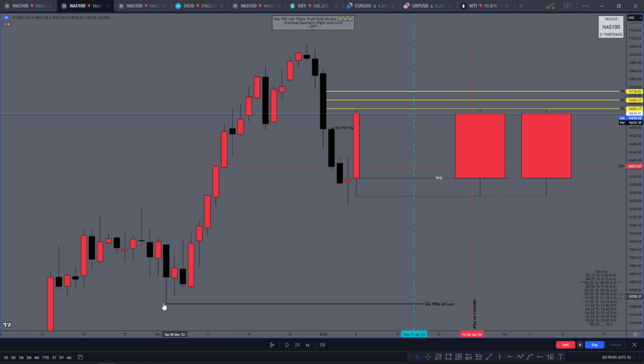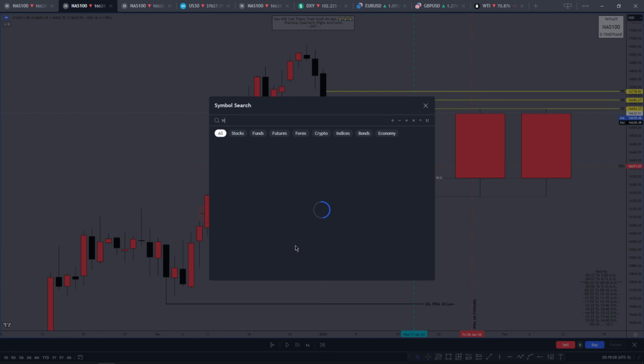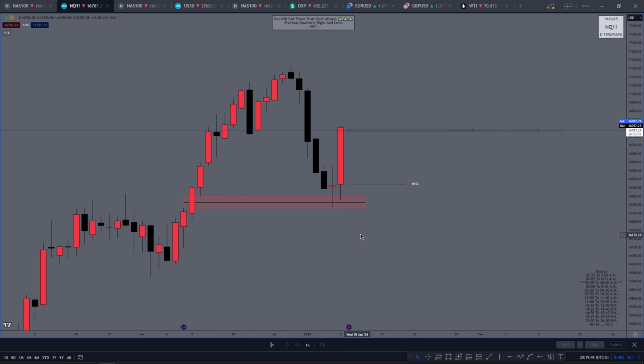So this is an EPDA 20 fair value gap, because below here you don't have a fair value gap, but here you have one, the deepest fair value gap at the discount. So something like this, almost right there because we are in the CFD, but I'll show you. As you can see here, NQ continuous contract, right to the level right there.